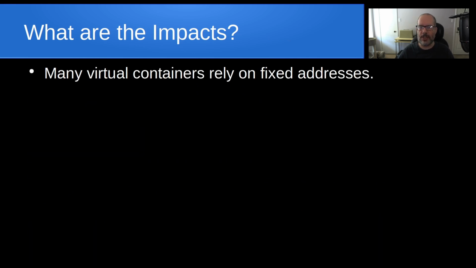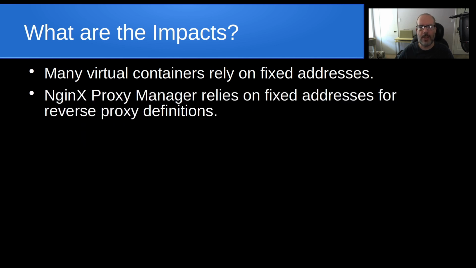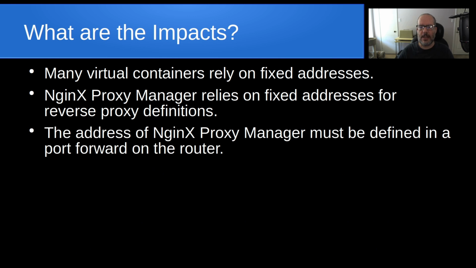Well, many virtual containers rely on fixed addresses, as we mentioned earlier, in order to work. Nginx Proxy Manager, which you use to host your public services for reverse proxy, relies on these fixed addresses. And Nginx Proxy Manager itself is probably a container, and its address must be defined in a port forward on your router. So of course, you'll need to recreate that.